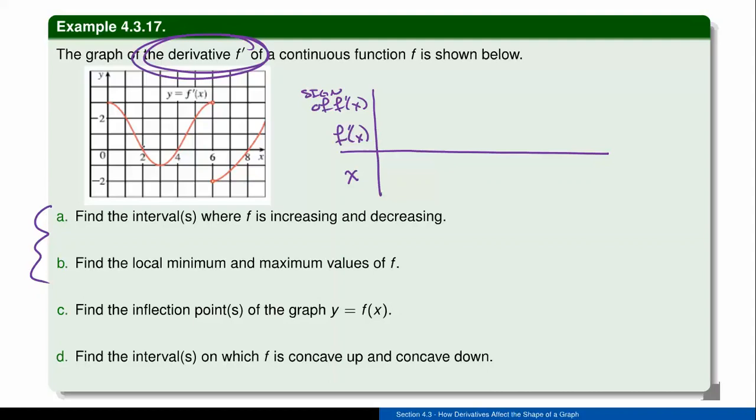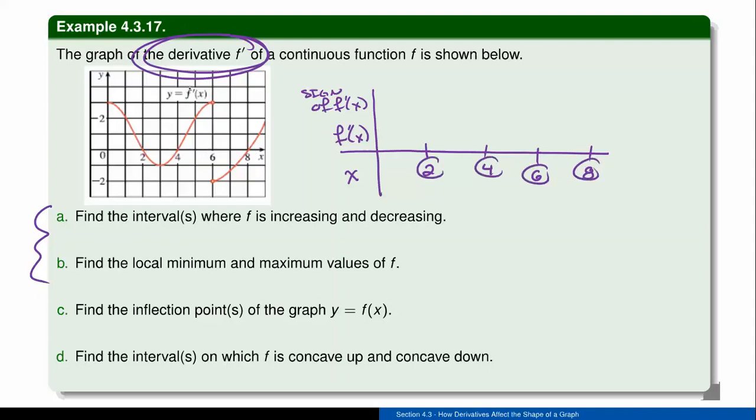In this case, you can see that I'm going to have a 0 at 2, a 0 at 4, a 0 at 8, and I have a point where my first derivative does not exist at 6. So my critical points are 2, 4, 6, and 8. So I have 4 critical points in this case.